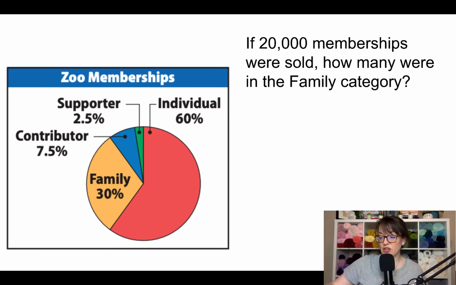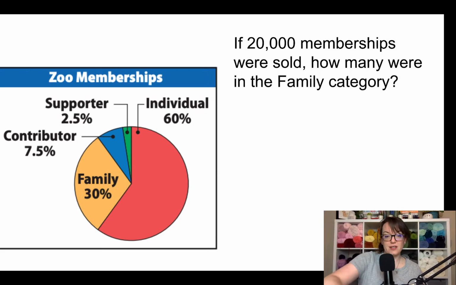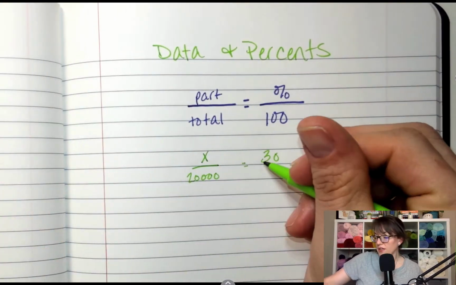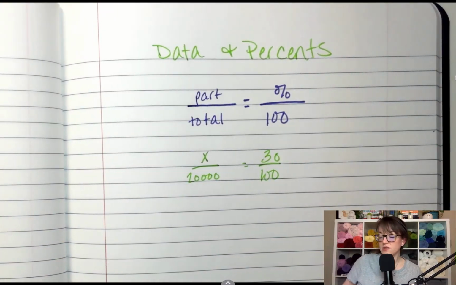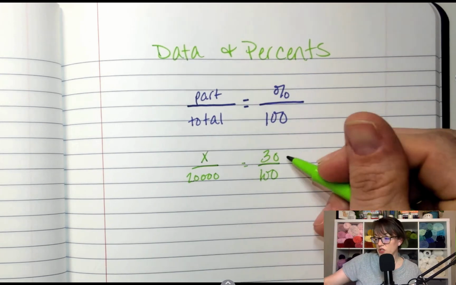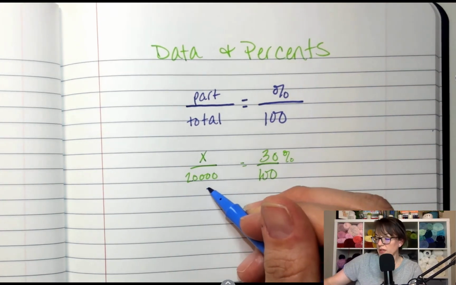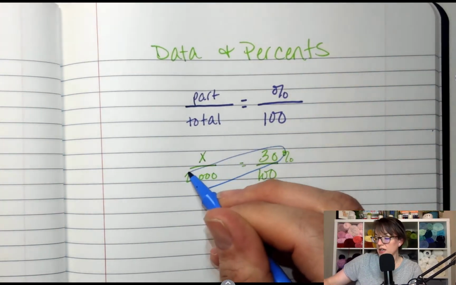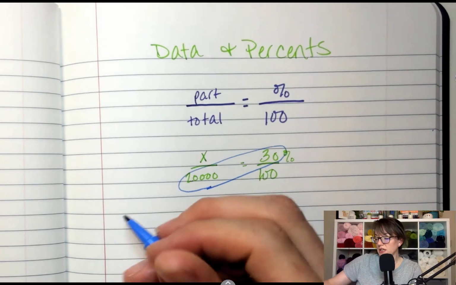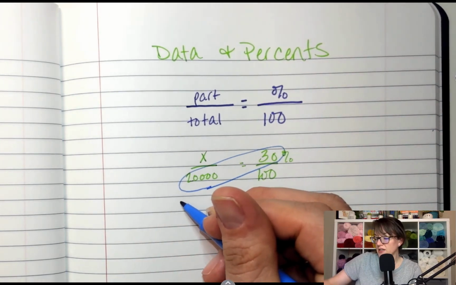Do you know the percent of family memberships? Yes, that's 30. So when you set up your proportion, you fill in the parts that you know. I'm going to go ahead and write that down. It looks like this: 30 over 100, because this was 30%. And now the question is asking, how many is that? From here, we cross multiply. 30 times 20,000 is 600,000.